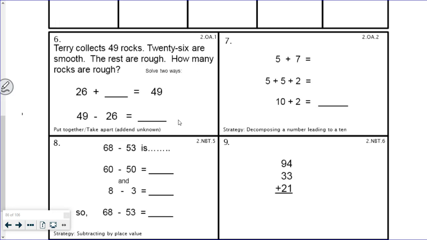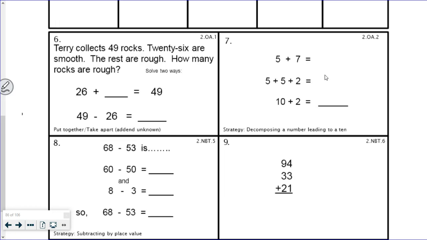Okay, so he has 49 rocks, right? 26 are smooth, the rest are rough, and that equals 49 rocks, okay? So we're trying to figure out this missing number. So we're finding the difference between 26 and 49. Difference means to subtract. So we can take 49 and subtract 26 to find how many rocks are rough. So I would suggest showing your work and using a quick picture.